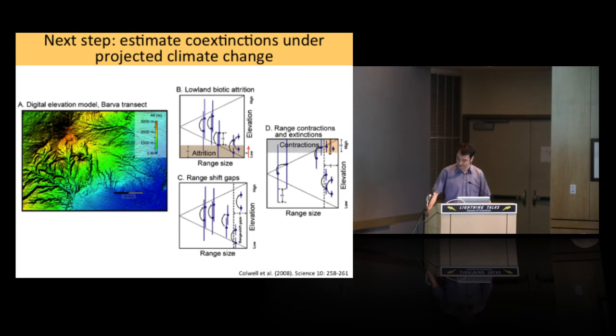The next step of this project is to use a digital elevation model of the Barva transect, this mountain in Costa Rica to your left. What we're doing right now is modeling the extinctions of host plants. So we can model the range shifts, but also the extinctions of the host plants. And then with this base information, we can model the coextinctions of all the associated plant herbivores.